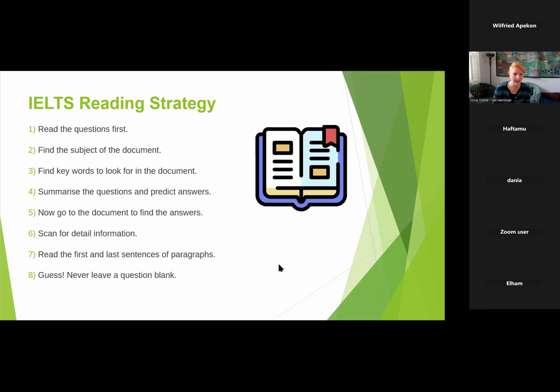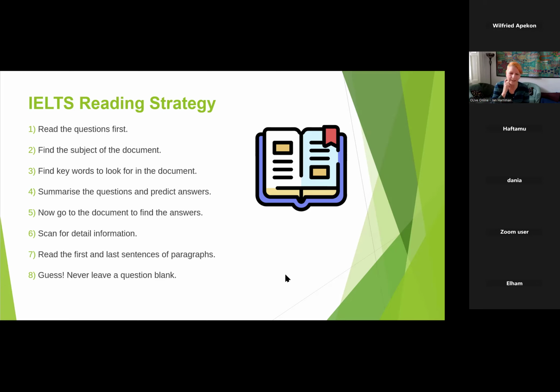So our strategy, how are we going to read? And this is super important. Read the questions first. Find the subject of the document. My gosh, what do you mean? Yes, you'll be able to tell what the document is going to be about by reading the questions. Find the keywords in each question. What are you going to look for in the document? Summarize the questions and predict the answers.